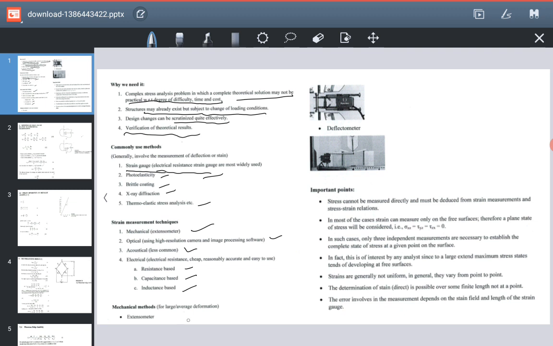Now the mechanical methods, for example, include two devices: the extensometer, which you can see here, and the deflectometer, which you can see is trying to find out the minimal amount of strain by deflecting the beam or the member.